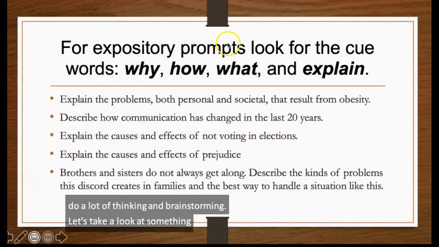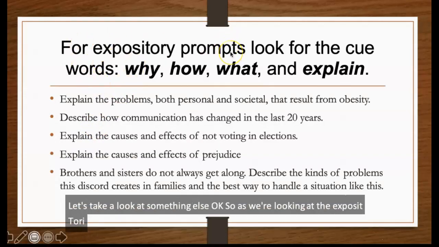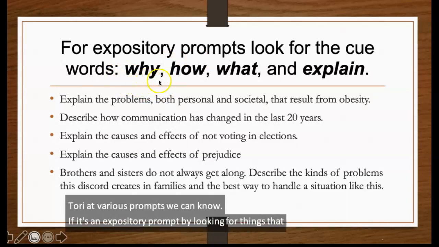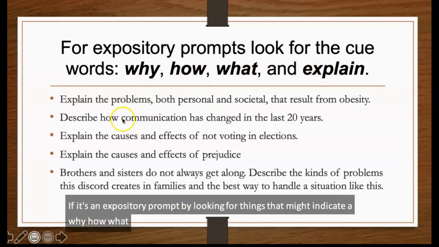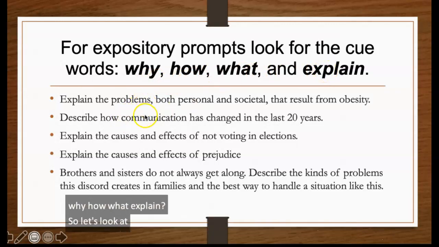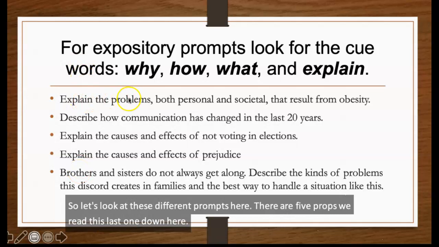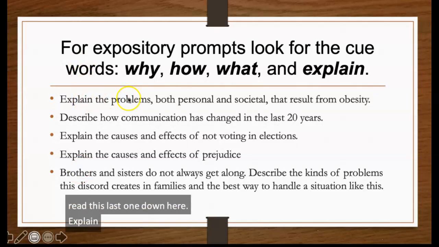Okay, so as we're looking at various prompts, we can know if it's an expository prompt by looking for things that might indicate a why, a how, a what, explain. So let's look at these different prompts here. There are 5 prompts. We read this last one down here. Explain the problems, both personal and societal, that result from obesity.